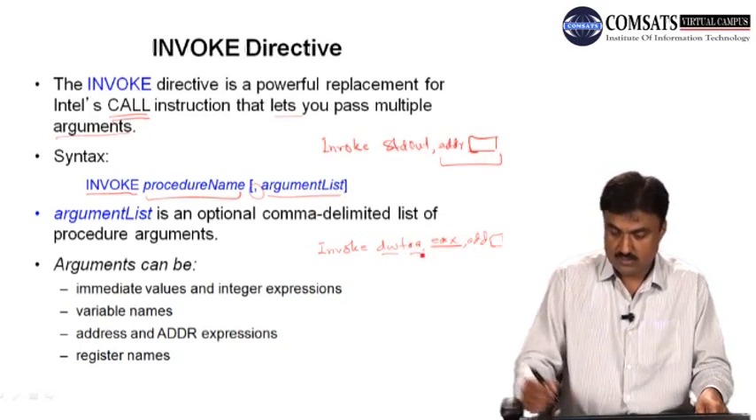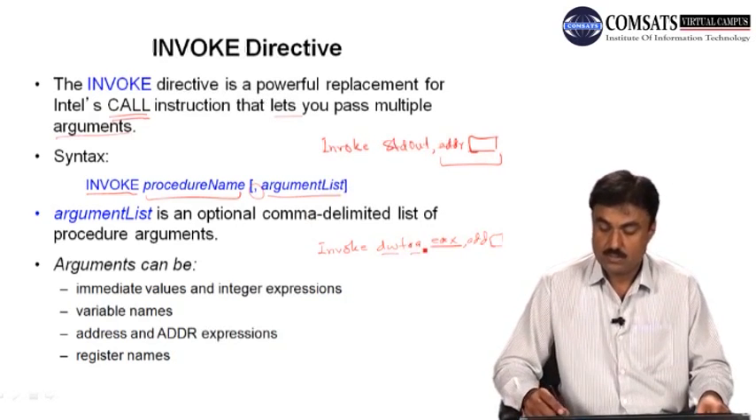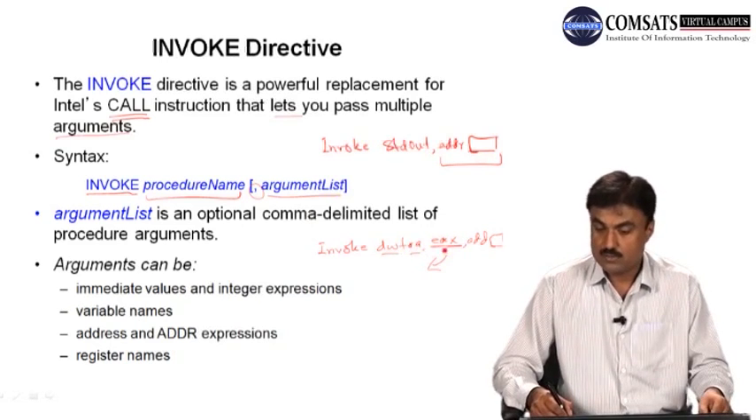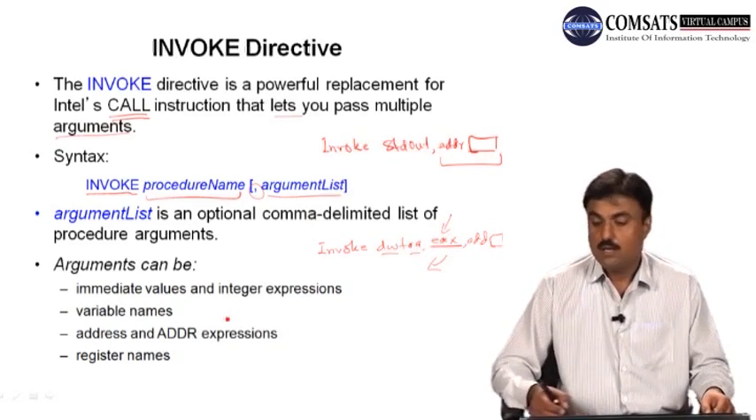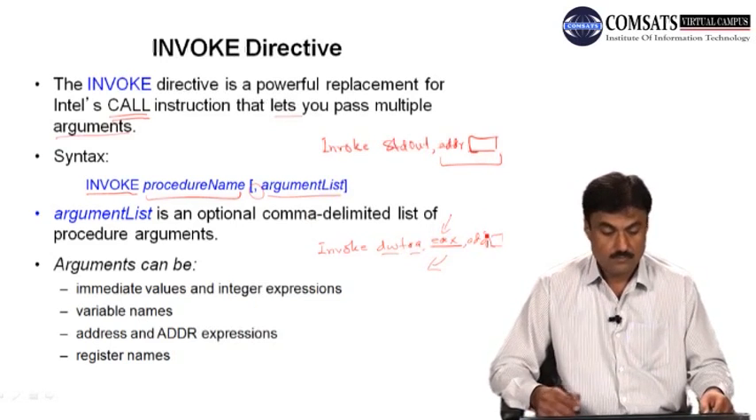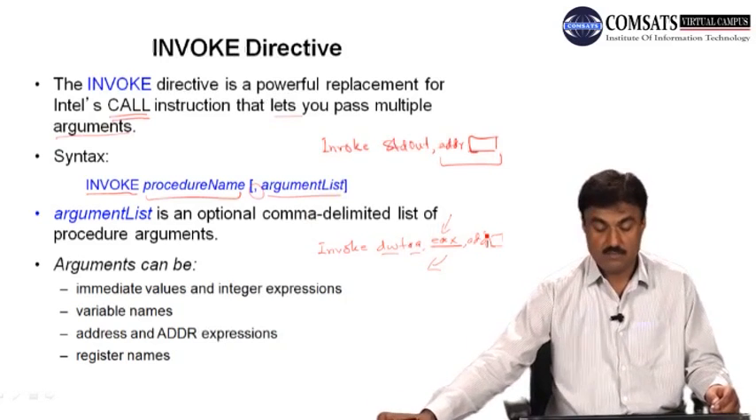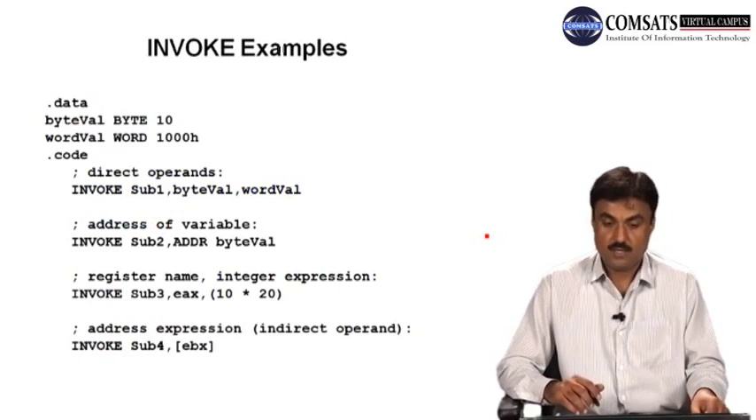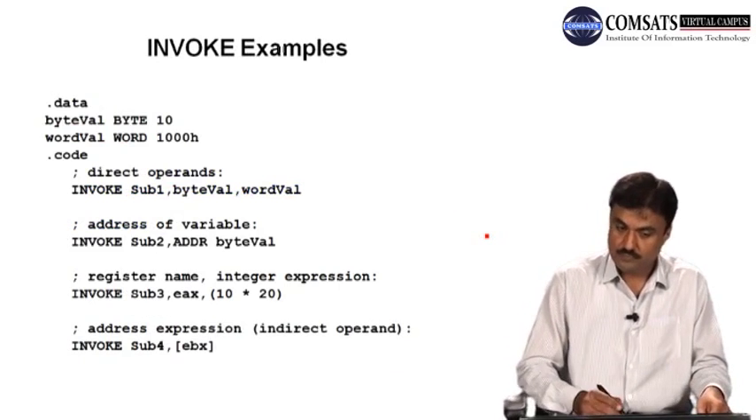So the double word was changed to ASCII. Whatever was in EAX was converted to ASCII. So here we use a register name, and then we use an address. So a register name can be one of the arguments. This is one example, an INVOKE example.